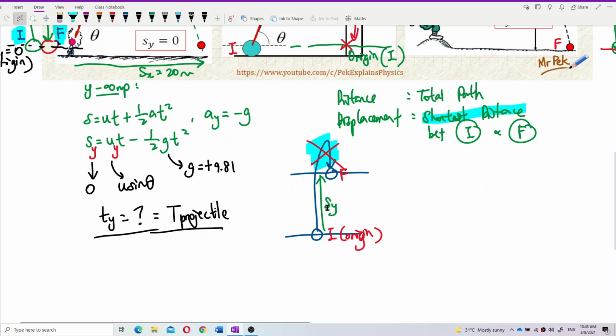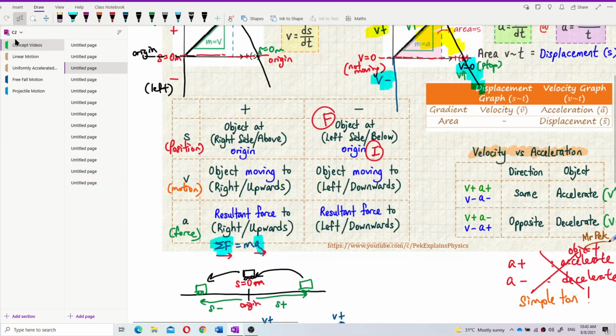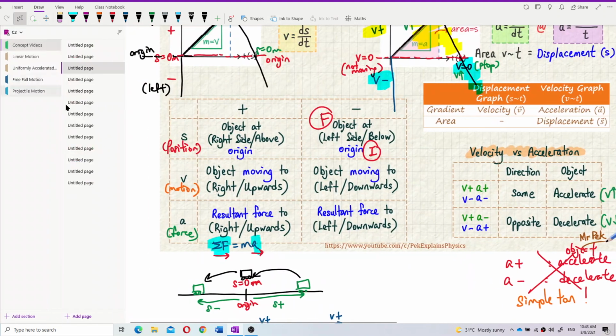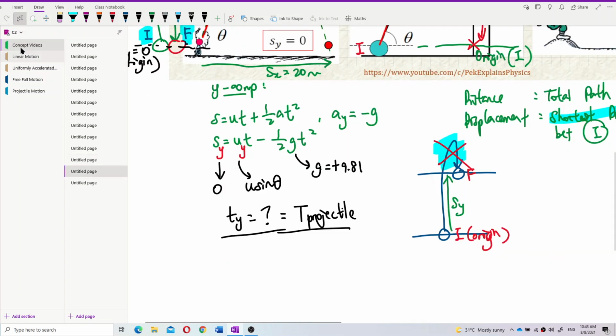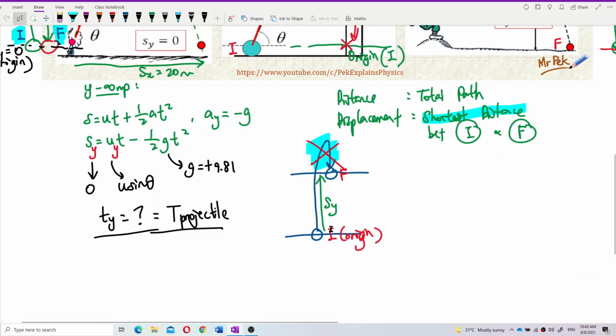And is this Sy positive or negative? Why is this Sy positive or negative? Because the object now is above the origin. Remember, if the object is above the origin, then Sy is positive. Because this object is above the origin, that's why this Sy is positive.